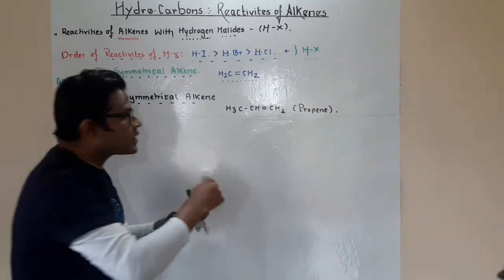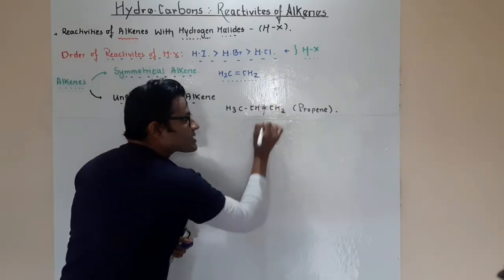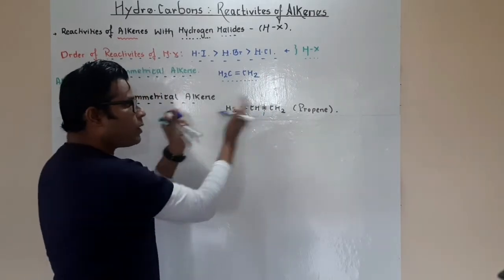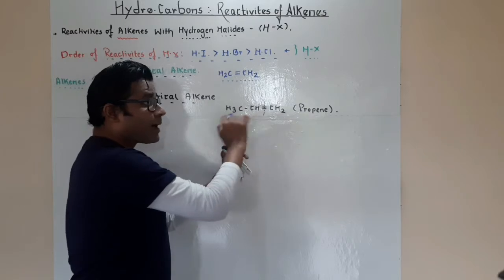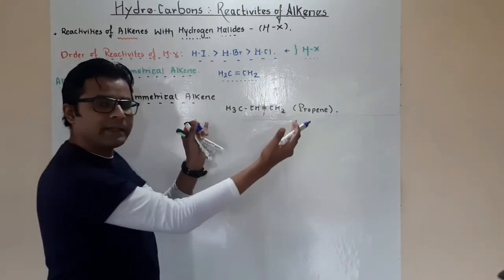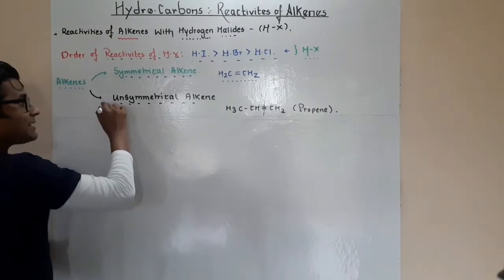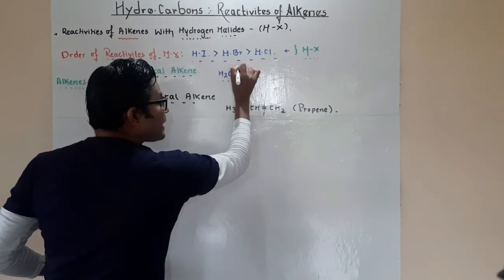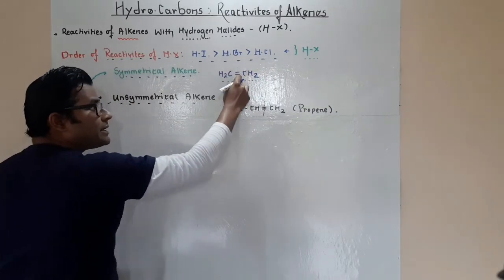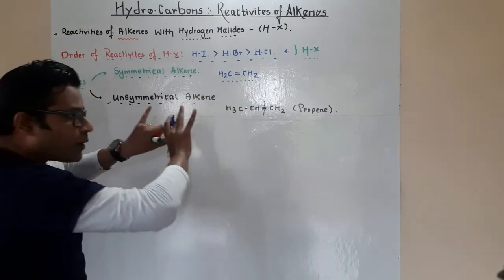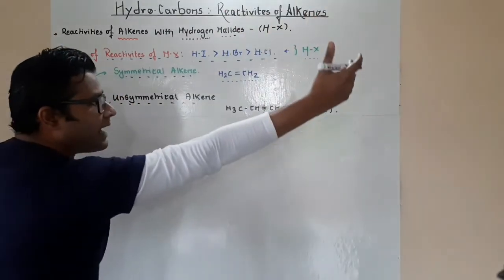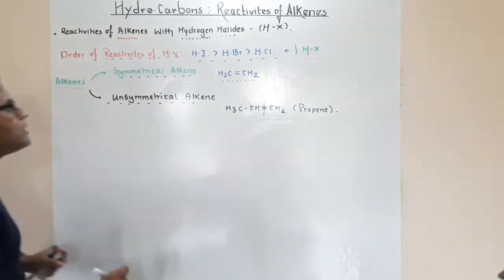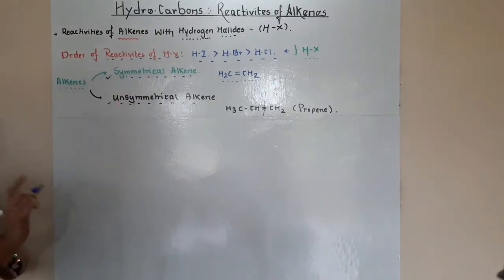Observe carefully the condition around this carbon-carbon double bond. If I cut this molecule at the carbon-carbon double bond, we do not have the same environment on either side of the double bond. So this one is unsymmetrical. While if I cleave ethene at the carbon-carbon double bond, on either side we have two hydrogens. So that is a symmetrical one. First, we shall discuss symmetrical alkenes.